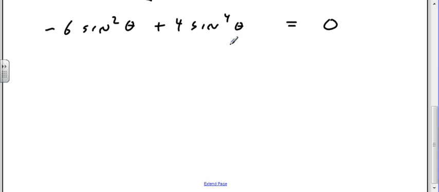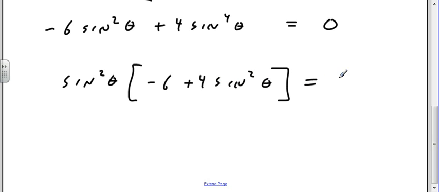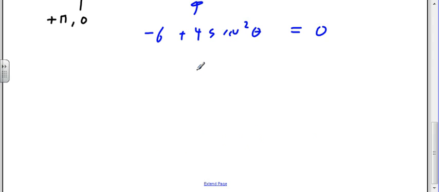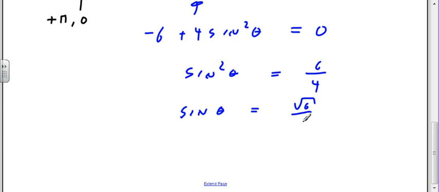Well, this is obviously pretty simple, right? So I got sine squared theta times minus 6 plus 4 sine squared theta is equal to 0. Okay, so the first case, it's equal to 0 at pi and at 0. All right, so that's that guy. Now we're worried about this guy. Minus 6 plus 4 sine squared theta is 0. Sine squared theta is 6 over 4. All right, so sine theta is the square root of 6 over 2.